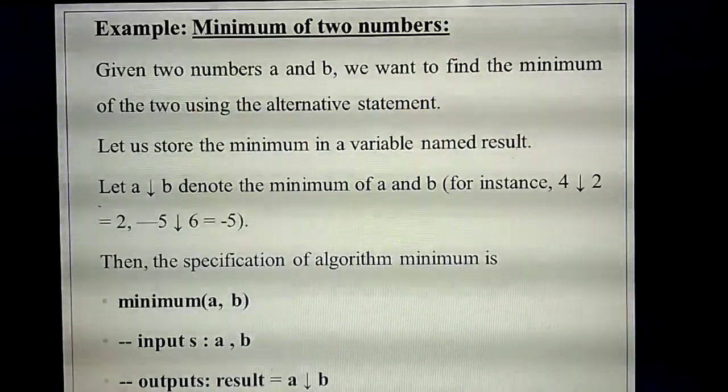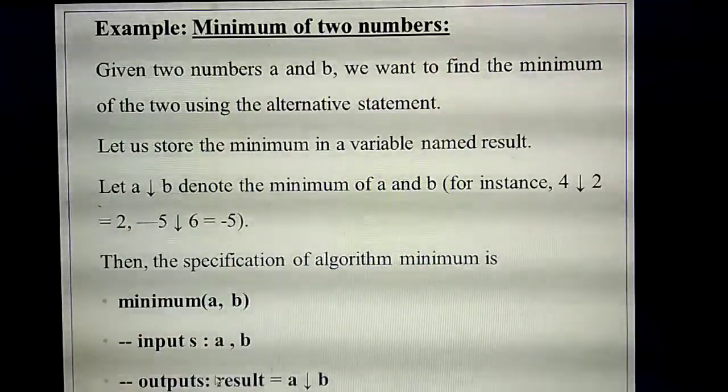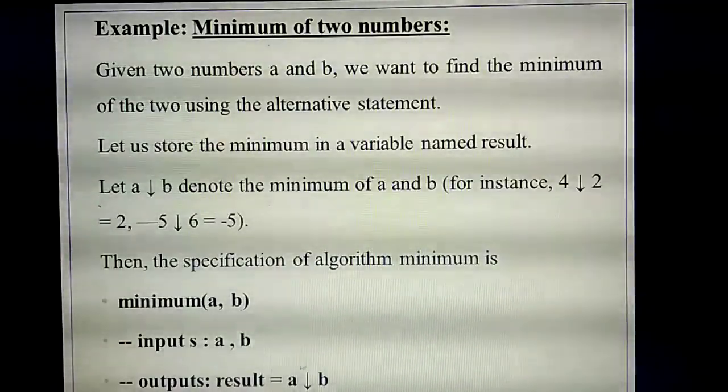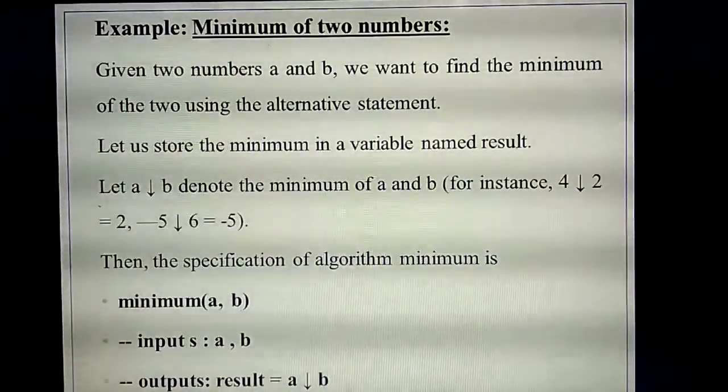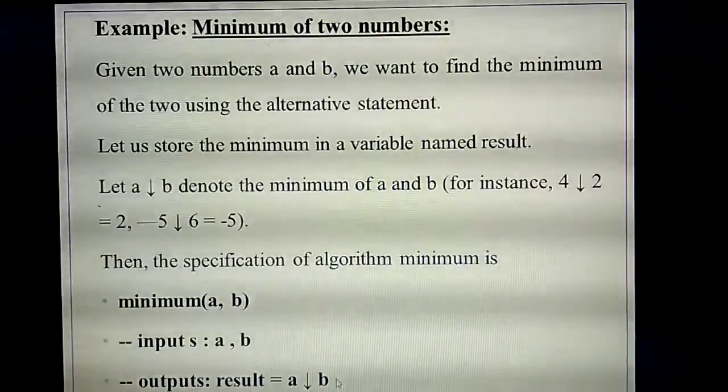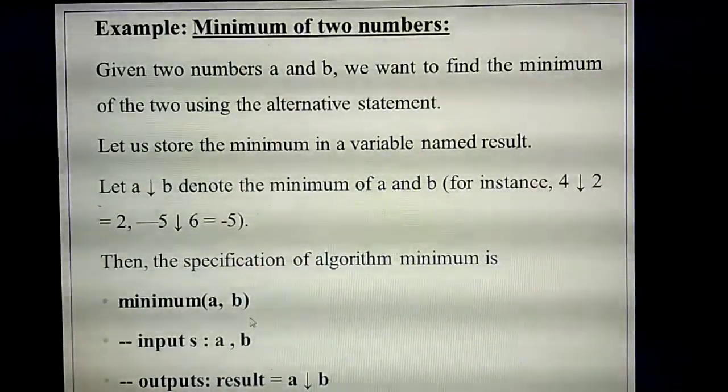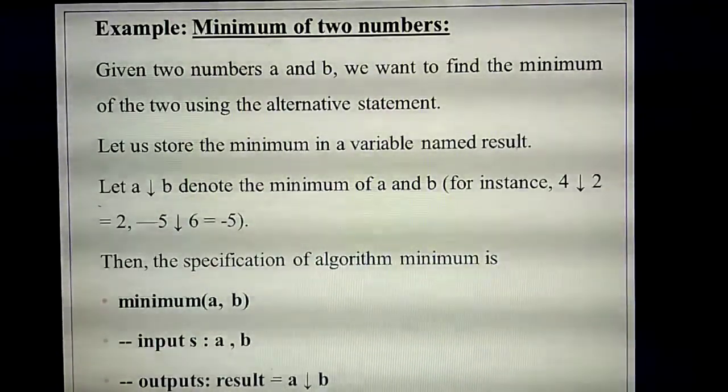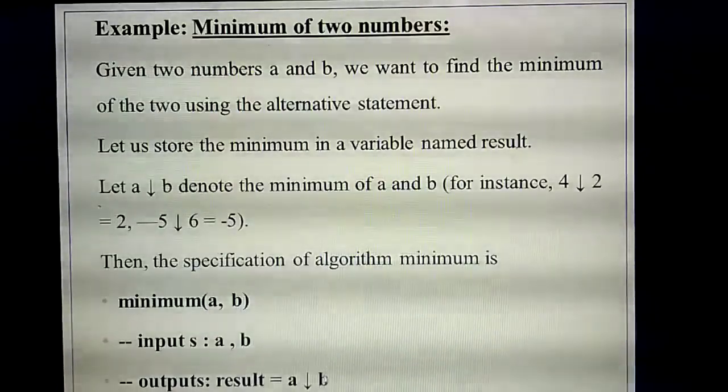Next, output. In output, you are storing in a variable called what? Result. So what's the formula for finding the minimum of two numbers? A minimum B. Understand? So you are writing the specification algorithm for finding the minimum of two numbers. First is the name of the algorithm. What's the name? Minimum. Inside the bracket you need to give the inputs, A comma B. Then the output you are storing in a variable called result. So what's the formula? A minimum B.